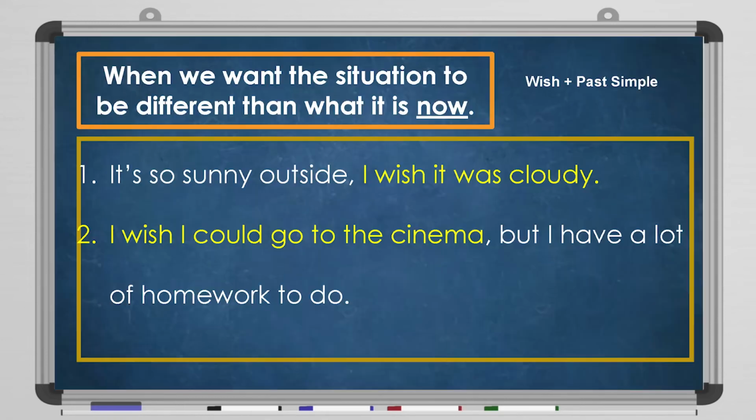For example, if I want the situation to be different than what it is now, I will say, it's so sunny outside. I wish it was cloudy. So now it's sunny outside, but I wish it was cloudy. I wish the situation is different. Two, I wish I could go to the cinema, but I have a lot of homework to do. You see here, wish with the past simple because I want the situation to be different.